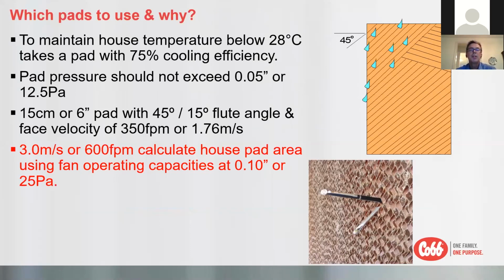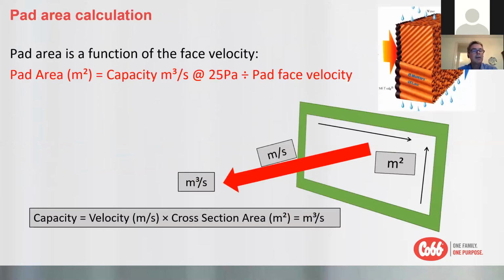And we need to make sure that when we size our cool cells, we size them at the correct velocity of 1.8 meters per second. Most of the suppliers of cool cells will tell you, size them at 1.75, 1.8. Don't size them too small because you're going to end up with higher static pressures, and don't oversize them. When we do the sizing, we use the operating capacity of our fans at at least 25 Pascal, because our house is going to run at 3 meters per second. So we size our pads at that higher pressure range so we don't end up putting in too much cool cell. Again, a very simple calculation.